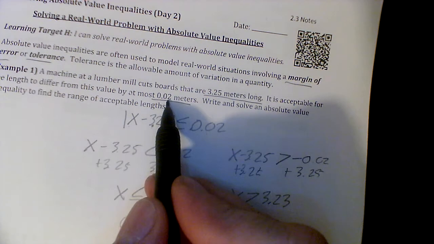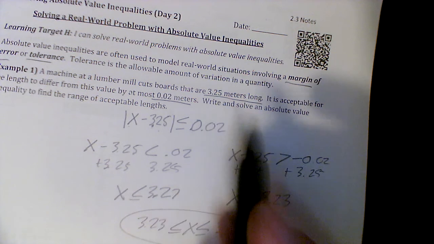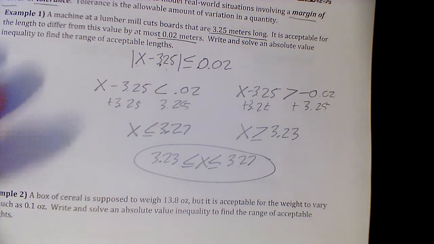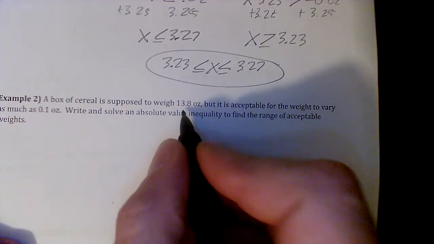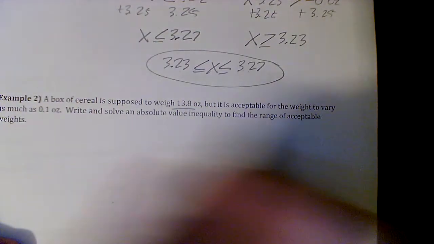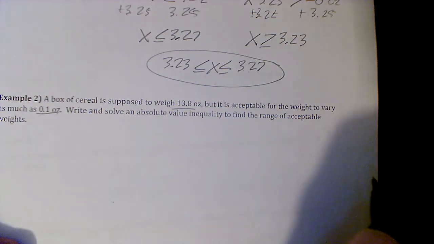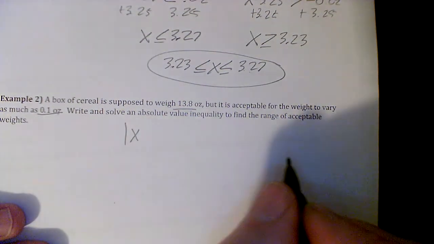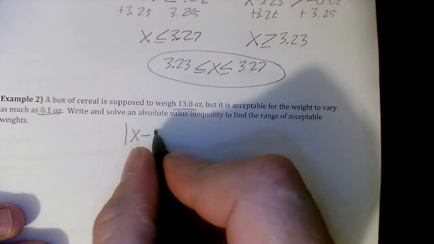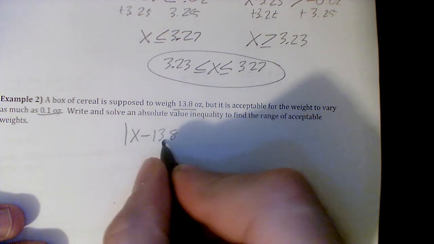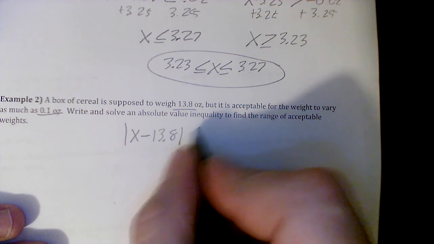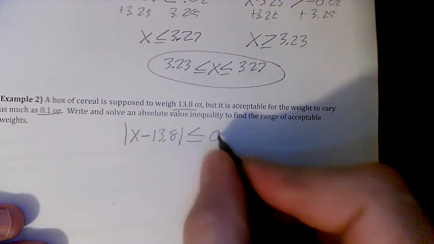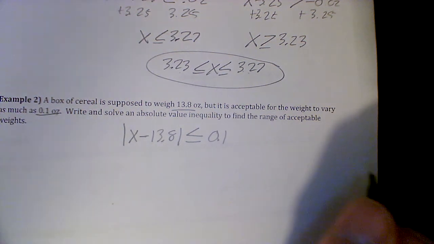Which makes sense, right? If my margin of error is 0.02, I'm either going to be 0.02 bigger or smaller than that. That's 0.02 smaller, and that's 0.02 bigger. Let's do one more. A cereal box is supposed to weigh 13.8 ounces, but it's allowed to vary by 1/10 of an ounce. So watch me write, I'll say it as I do it. The actual weight must only be different from 13.8 ounces by no more than, can be equal to, 1/10. So same type of problem.